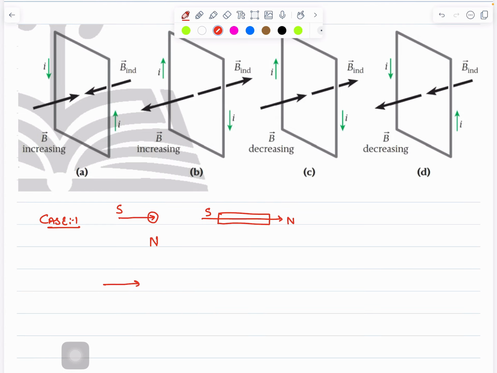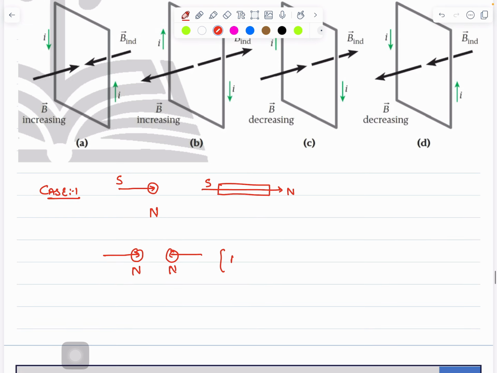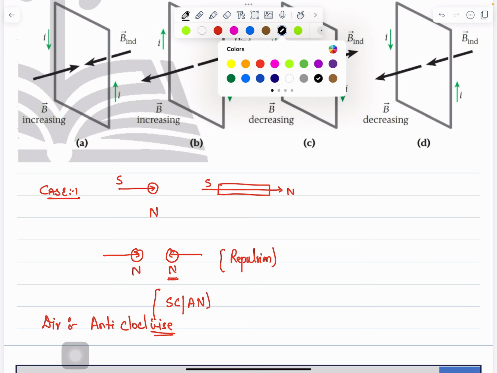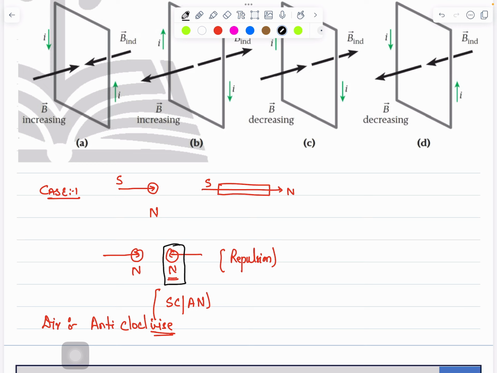Case 1. One is like this, another is like this. So this is your north and this is your north. Yes or no? Do you understand this point? Okay, so what are they trying to show us? They are trying to show us repulsion. If they are trying to show us repulsion with north, what should be the direction as per scan? Tell me fast. So the direction should be anti-clockwise. Yes or no? And what do you need to observe? Always observe this case. Always observe this case. This gives you the direction. Clear guys?